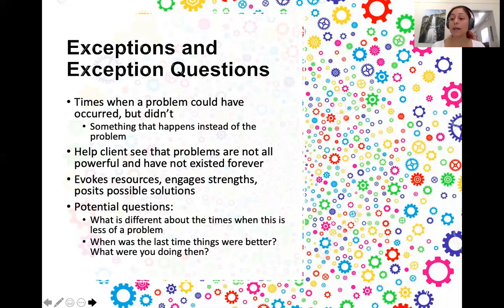Questions that you could ask that would act as exception questions. What is different about the times that this is less of a problem? When was the last time things were better? What were you doing then? And then you would elaborate further on those questions. So solutions: something you've tried on your own that's worked in the past, but you've discontinued. Exceptions: something that happens instead of the problem.